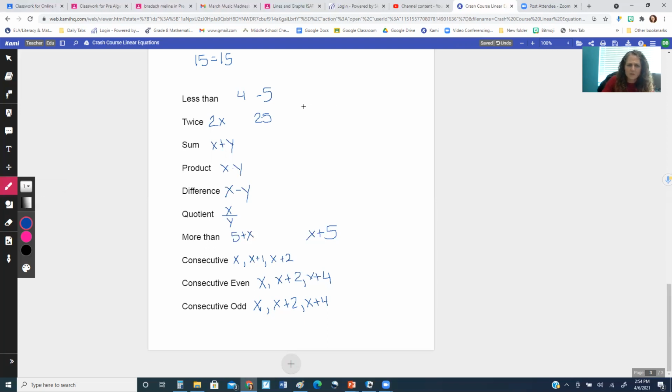And then another one that I didn't get on there is means equals. The same as means this side is going to be the same as this side, means it equals. So there's kind of your crash course on linear equations.